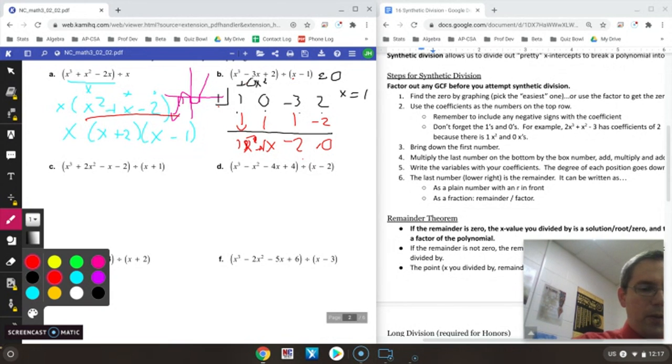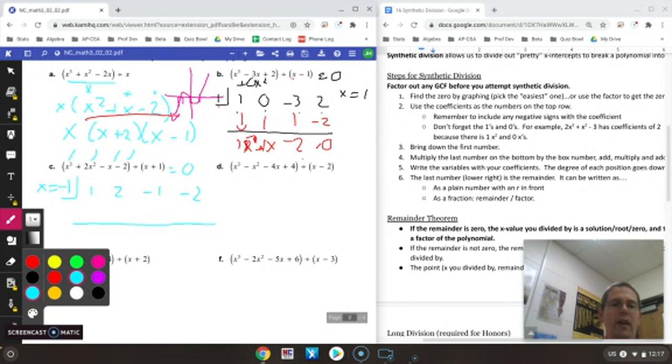Okay, if you need some help on C, you start by saying, well, if x plus 1 equals 0, that must mean I have a value of x equals negative 1. I'm going to put that in my little box, and then I'm going to put all my coefficients: 1, 2, negative 1, negative 2. There was no need to fill in a 0 because I did not skip over anything. I had an x to the third, x squared, plain x, plain number. Everything was filled in. I did have an understood 1 on my x cubed.